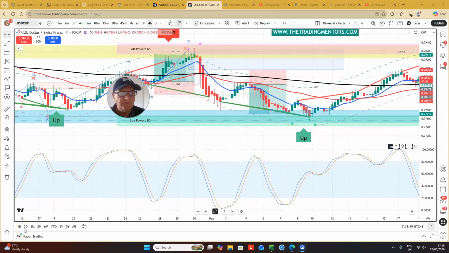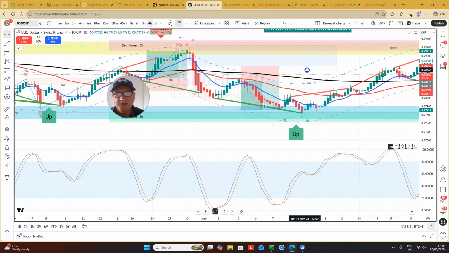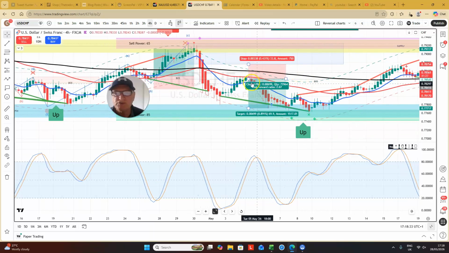So I've moved into the 4-hour chart, which is slow. If you don't want to spend too much time on the charts, that's great. Just pop in and see what's going on in the 4-hour chart. We can see here the price on the US Swiss. We had a trade here, and we can see that the price had a correction. Now, a correction is what we're looking for.